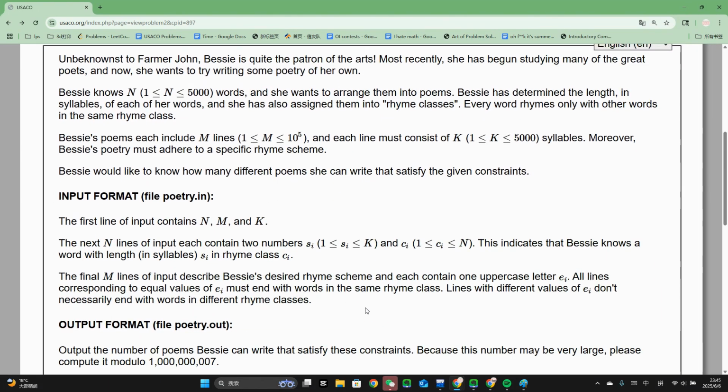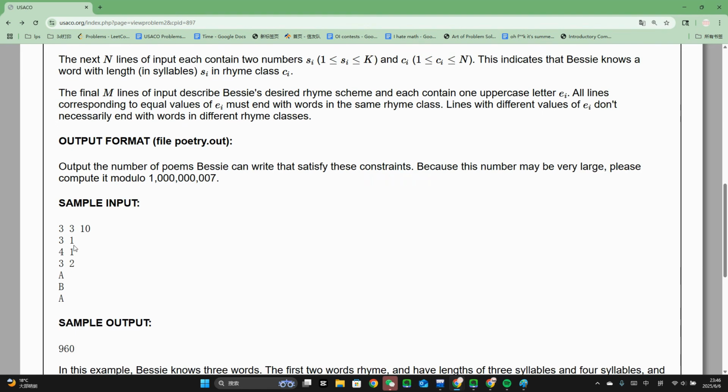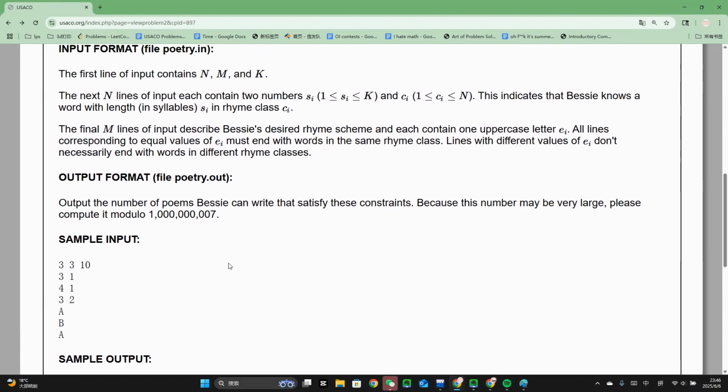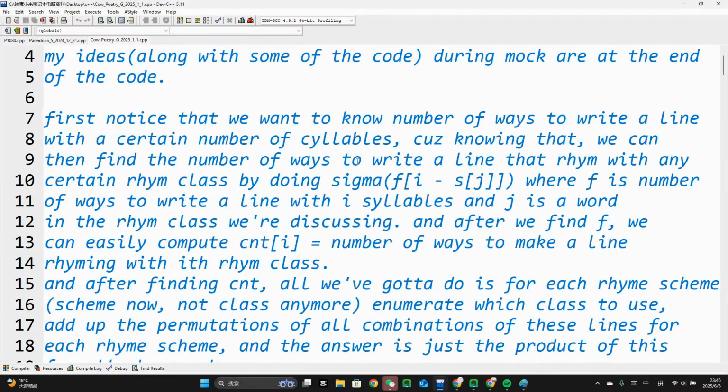So what do we do for this problem? First of all, since we're trying to count the number of different poems you can write, given all these words and combining and stuff, you can kind of tell it gives off a strong DP vibe. So that's the first thing I tried, DP. Obviously we want a preprocessing step in which we find the number of ways to write a line with a certain number of syllables.